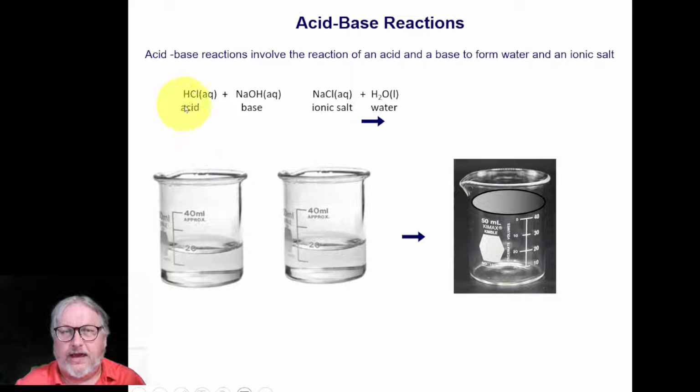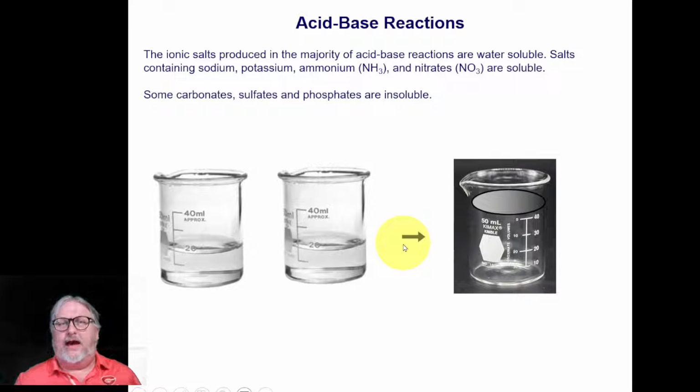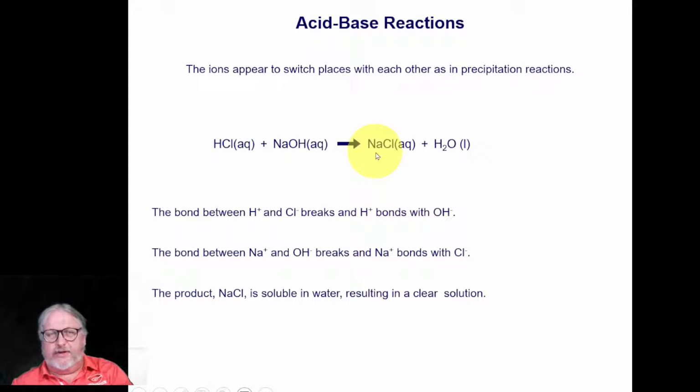The hydrochloric acid and the sodium hydroxide will react, and once all that's used up, you'll have sodium chloride and water. That's all that will be in the beaker. The ionic salts produced in the majority of acid-base reactions are water-soluble. Salts containing sodium, potassium, ammonium, and nitrates are soluble, SNAP. Some carbonates, sulfates, and phosphates are insoluble, but we won't consider those too much.